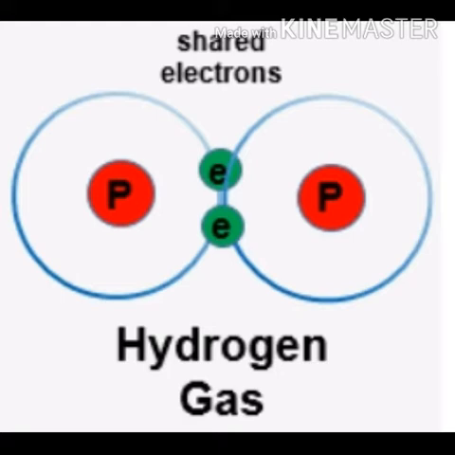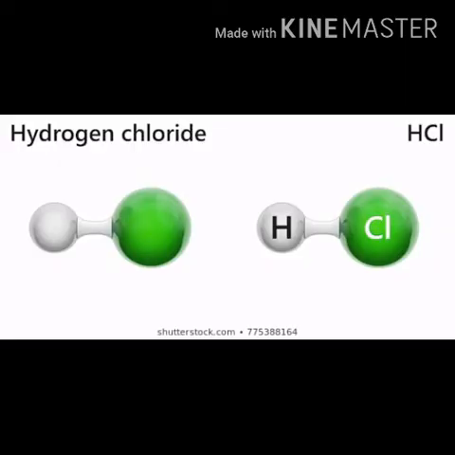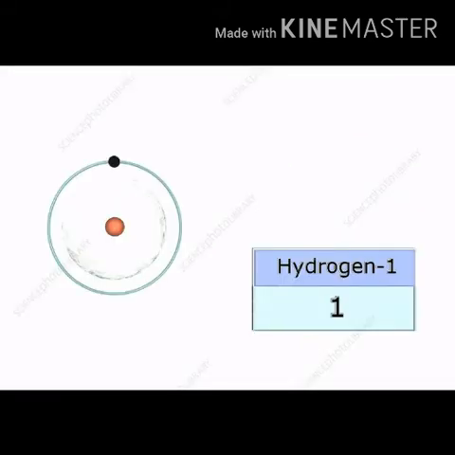For example, in a hydrogen molecule, one hydrogen atom combines with another hydrogen atom. In HCl, that is hydrochloric acid, one hydrogen atom combines with one chlorine atom. The electronic configuration of hydrogen atom shows that there is one electron less than the complete duplet state. This number 1 matches with the valency of hydrogen, which is also 1.